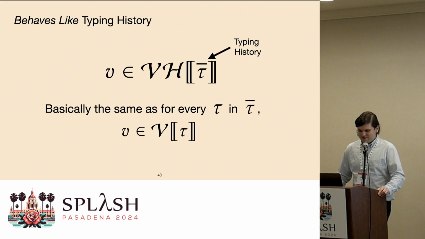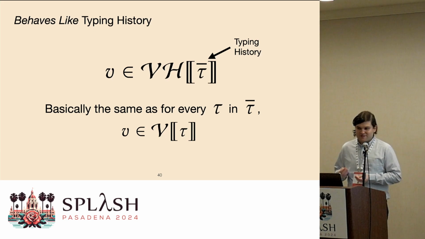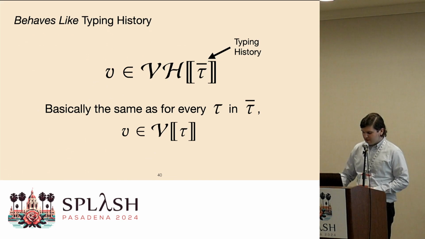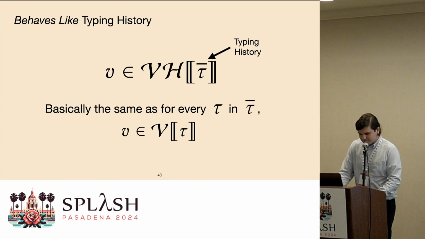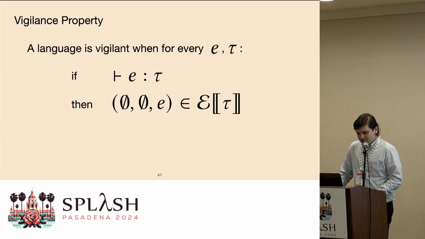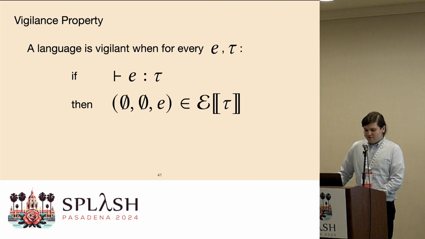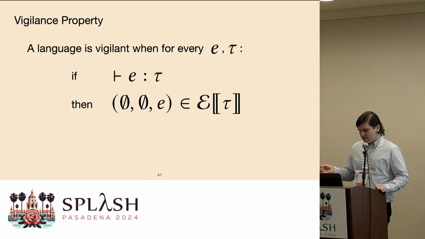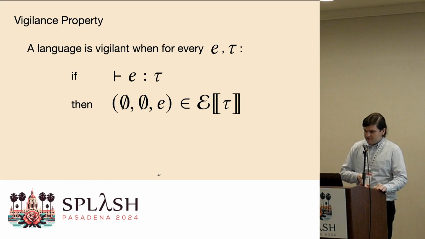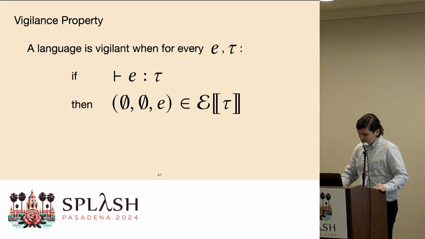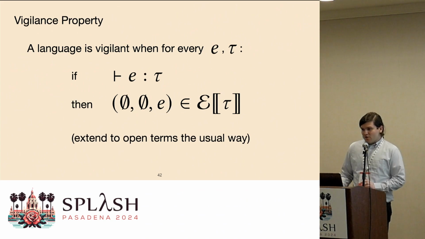So it's supposed to be the whole typing, basically the value relation extended to the whole typing history. And it's basically the same as just saying that the value satisfies every type, or the value behaves like every type. And finally, we can say the formal statement of vigilance, which is that a language is vigilant when, for any well-typed E at type tau, then it is in the expression relation at tau with empty value log and value log typing. And we can extend this to open terms in the completely usual way.